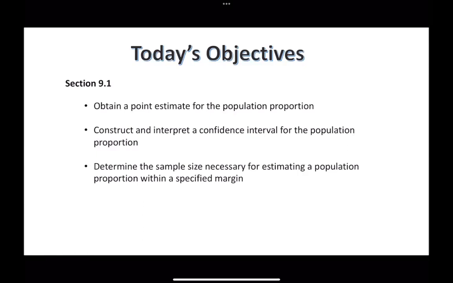So today we're going to talk about point estimates for population proportion. We've already done that, but next we're going to do confidence intervals. And then after that, we're going to look at what sample size we need in order to estimate a population proportion if we're looking for a specific margin of error. So that is what we're doing today. We're going to talk about margin of error and all of that. We're only going to deal with proportions.